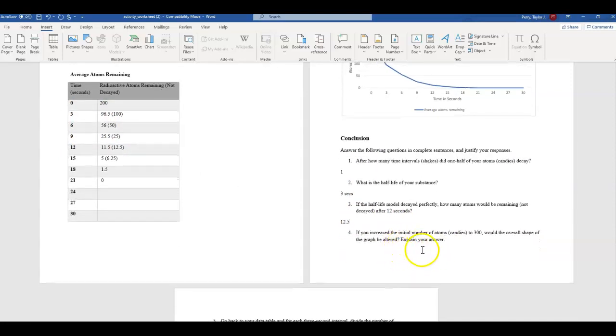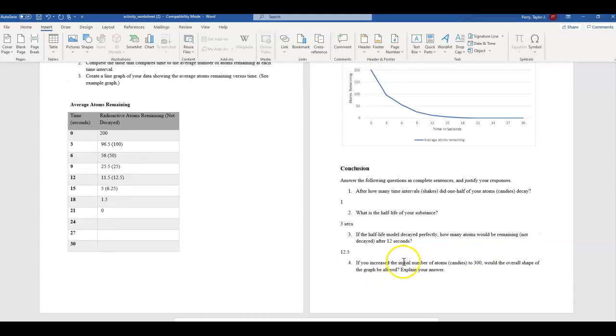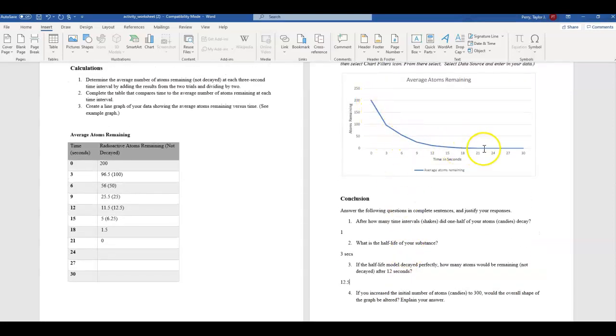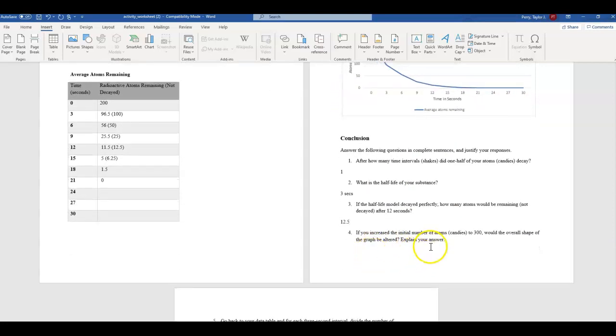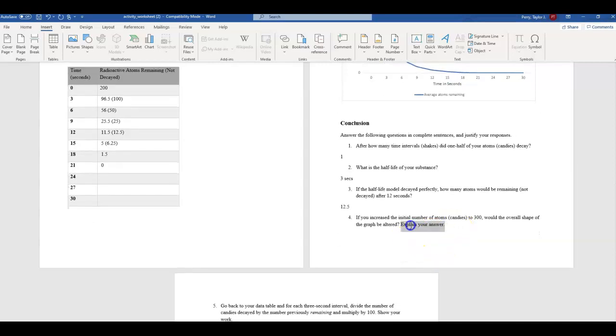Okay, if you increase the initial number of atoms to 300, would the overall shape of the graph be altered? I'm going to say no, right? Because this is a pattern that you should see in every half-life graph. It doesn't matter if this is 200 or 2 million, right? We should always see this basic pattern. I will say the more you have, the better your data pool. But no, it wouldn't. And go ahead and explain your answer.